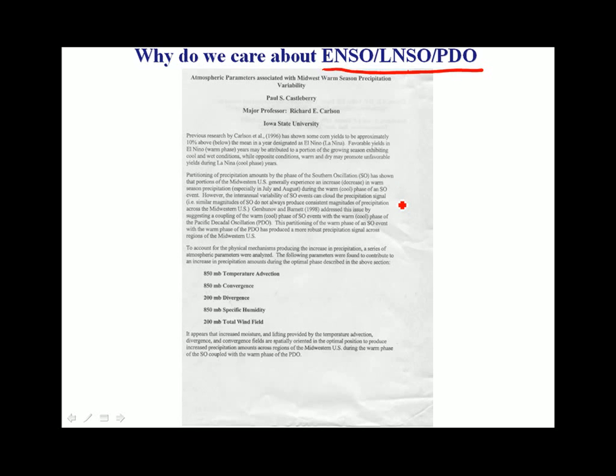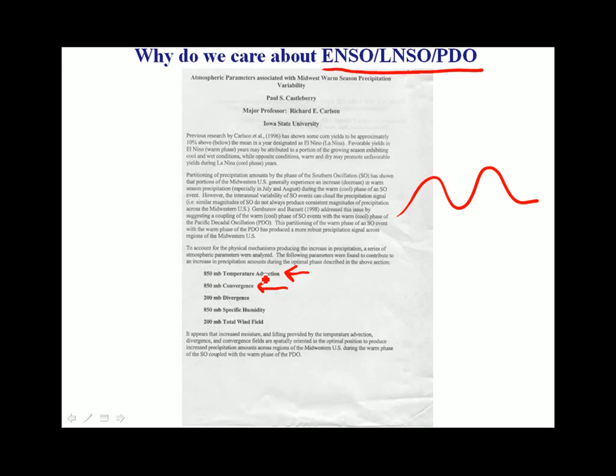I knew that basically it changed the wave patterns in the atmosphere, but I looked at a couple of weather parameters. I looked at temperature advection at 850 millibars. I looked to see if it would affect warm air advection, cold air advection. I also looked to see if we had convergence of air in the lower atmosphere.